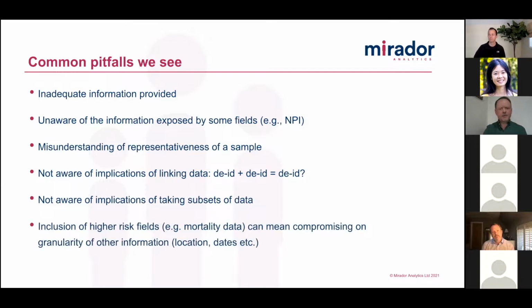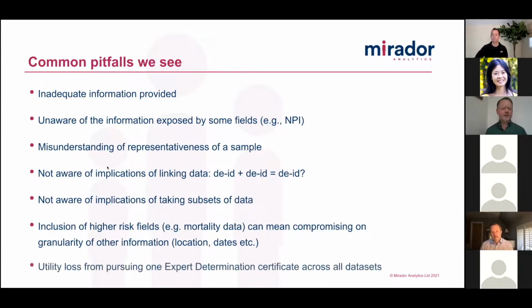The next point is really just that some types of data are more risky than others. And that means there's a greater possibility of rare values. A good example of this is mortality data, which is often very granular, so it can be really quite high risk. And that means that very often to make a data set sufficiently small risk, we have to compromise on granularity elsewhere. So perhaps we lose information about location or dates, etc.